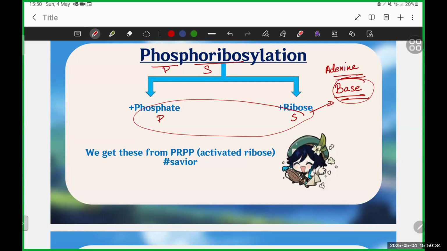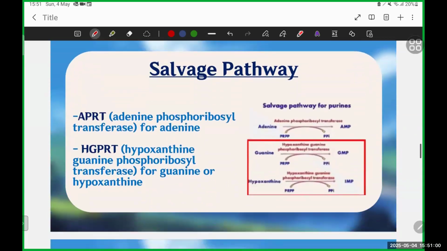Again, as I mentioned before, phosphate and ribose together is an activated form, right? And this activated form has a name, which is PRPP. It's back again. So PRPP is used here again. You have the base, you have PRPP, they combine, and then you form the nucleotide all over again. Obviously they need enzymes. Nothing can ever work without enzymes in the body.